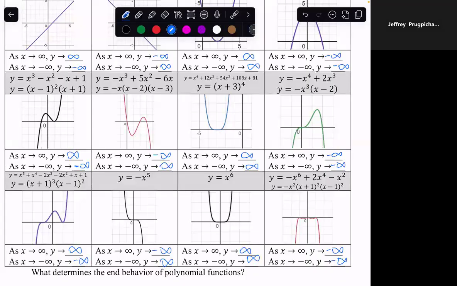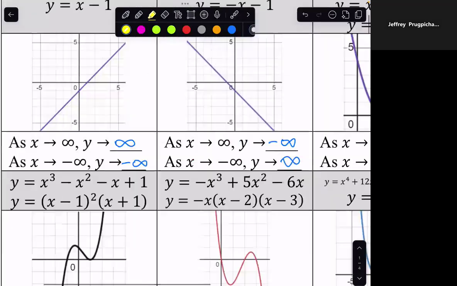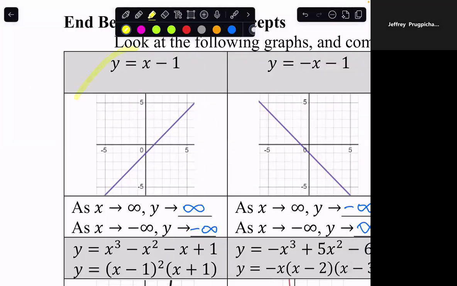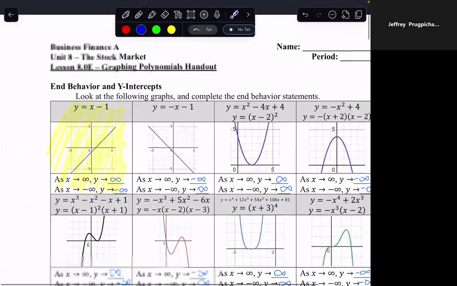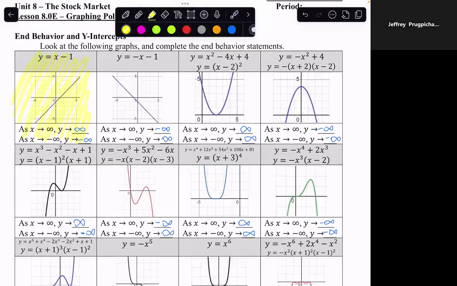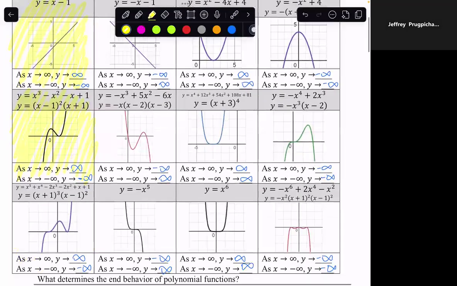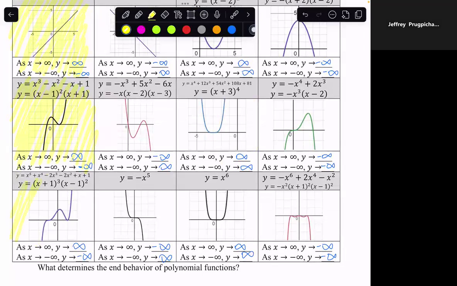Now let's try to group together the ones with the same end behavior. Let's see all the graphs that have the same end behavior as the first one. I'll color code it. I'm going to highlight all the graphs that as x goes to the right, y goes up, and as x goes to the left, y goes down. Which other ones have that same end behavior? The one right below it, and the one below that.